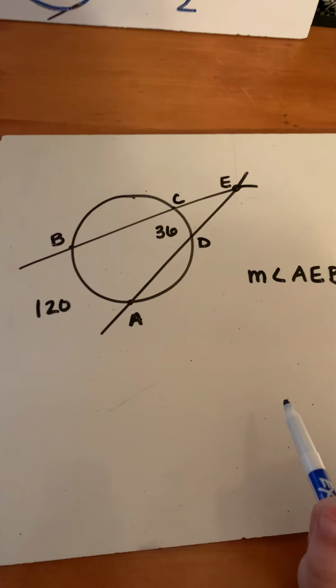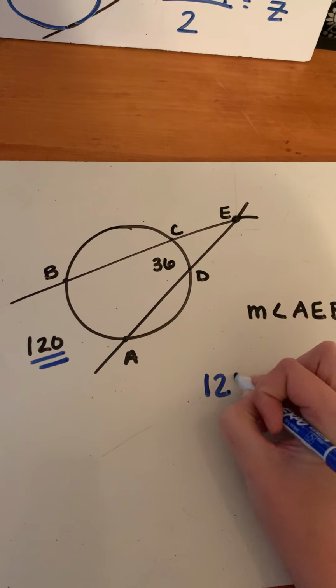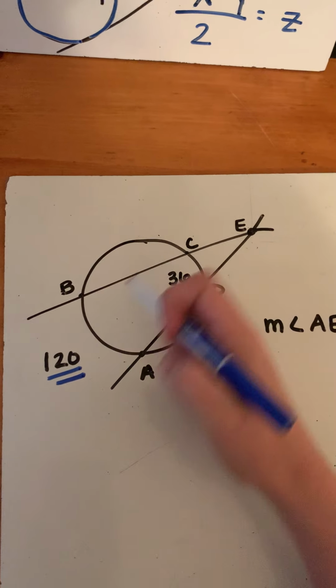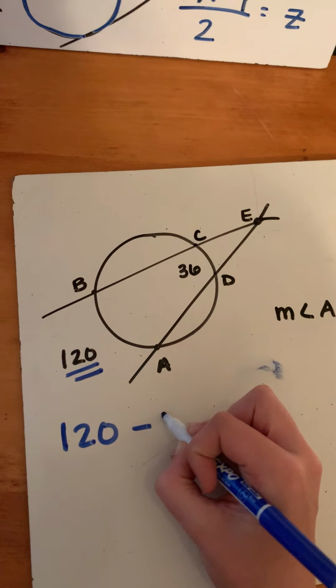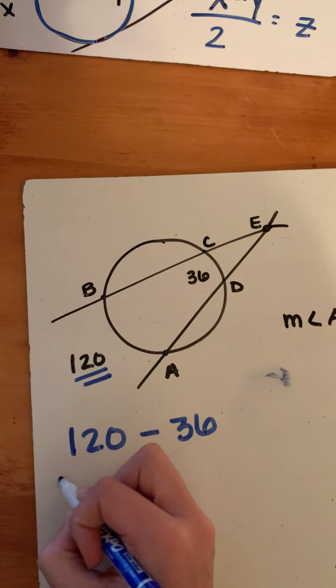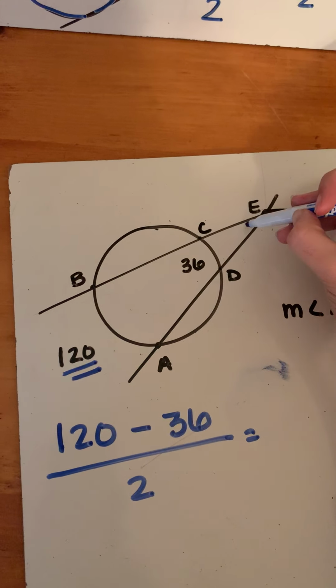So my picture, my bigger arc here is 120. So I'm going to say 120, I should put this over here, 120 minus my smaller arc, 36, divided by 2, equals my outside angle. We don't know what that is. So if we don't know what it is, we're going to call it x.